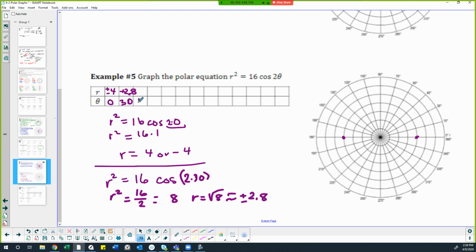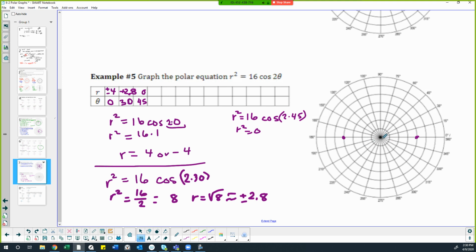Okay, 45. So I'm running out of space here. R squared equals 16 times the cosine of 45 times 2. So I feel like just writing 90. 2 times 45. So cosine of 90, which is 0. So r squared is 0. So that's just 0. All right, we should plot these points.